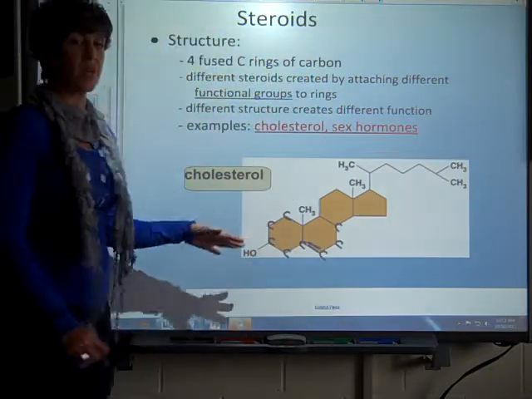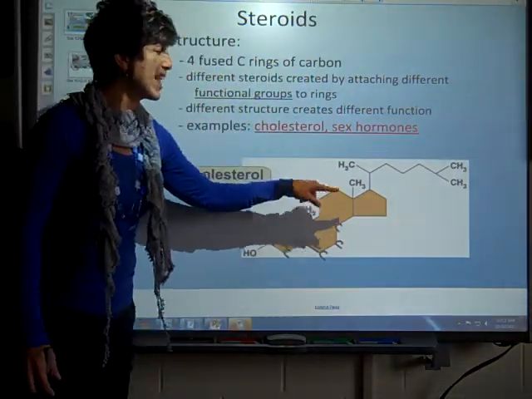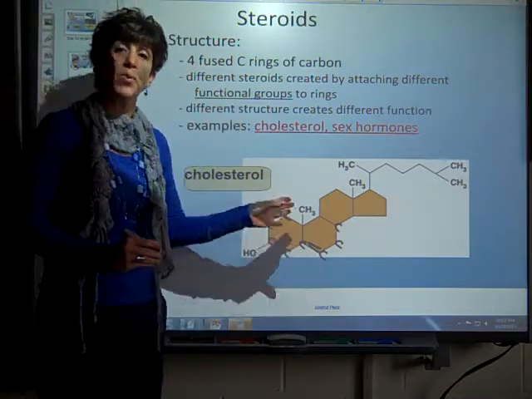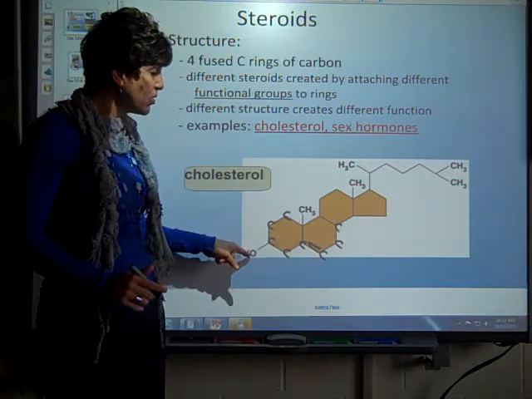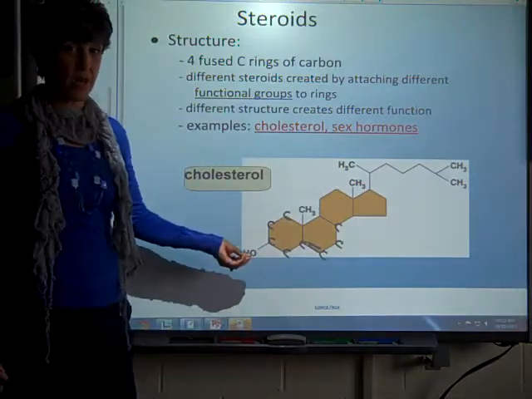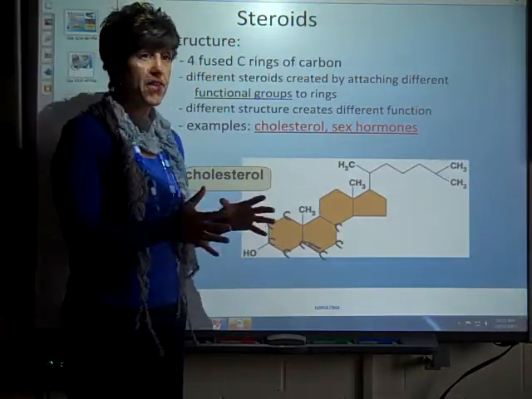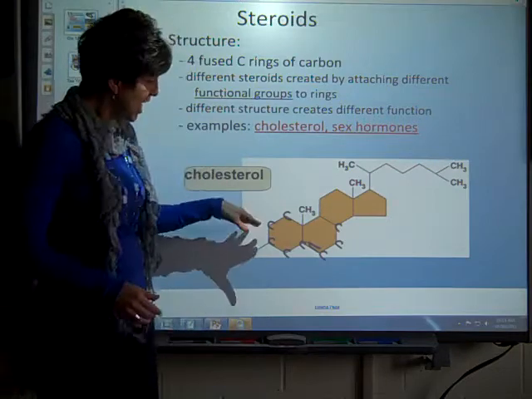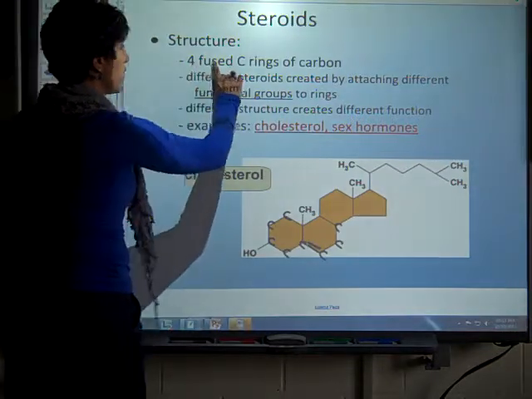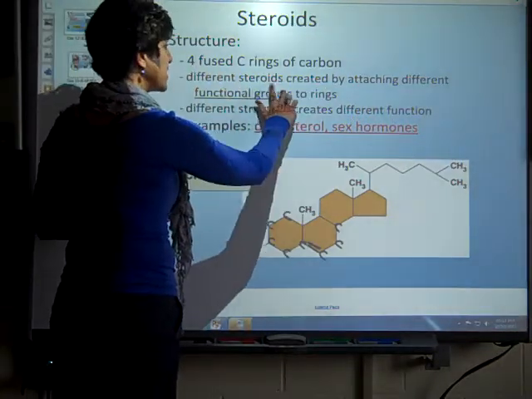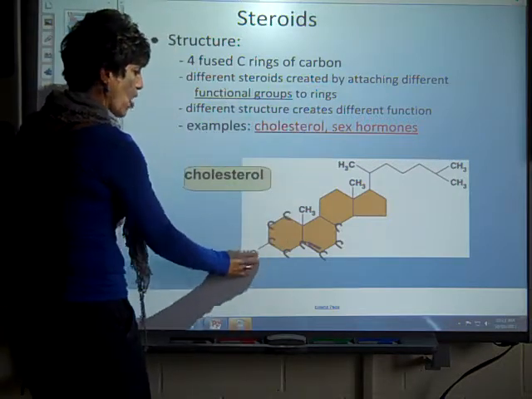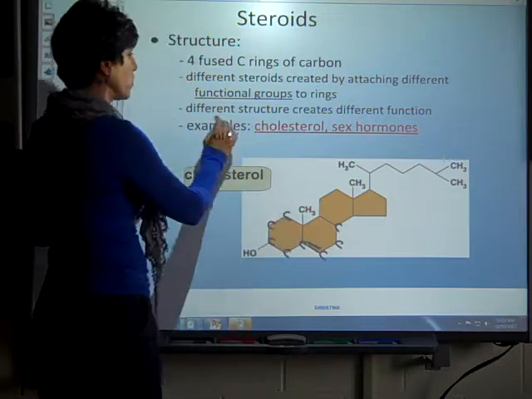So this is a large molecule. It has a lot of carbons. They form these rings, but there is not an oxygen with each one. So it is definitely not to be confused with any type of sugar, because you only see 1 oxygen in this whole molecule right now. This is cholesterol. When you look at some other things like testosterone and estrogen, you get the same basic look, but it has a slight difference in structure. So 4 fused carbon rings, different steroids created by attaching different functional groups to the rings. So we're going to add a different OH here, or the CH3 is a methyl group.